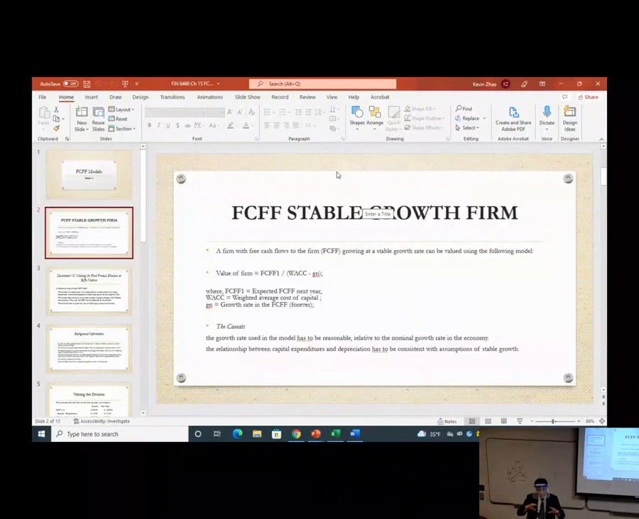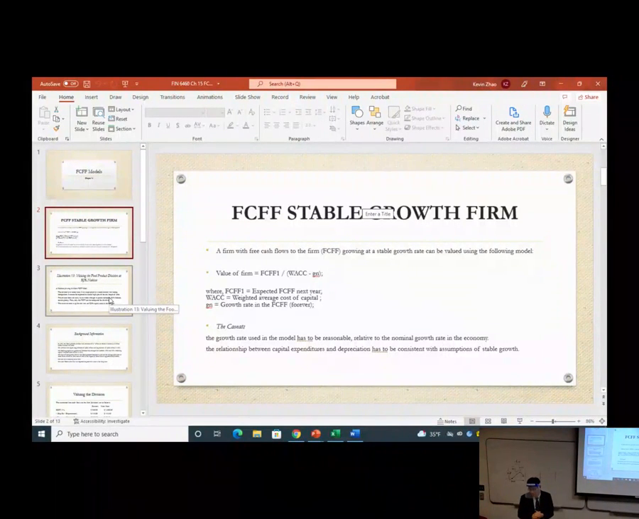So once you have the firm value, you need to subtract the value of the debt to get the value of the equity, and then divide that by the total number of shares outstanding to get the per share stock price estimation. Right. And there are two versions. One is the constant growth model. You simplify everything, assuming that the growth rate is a constant number.